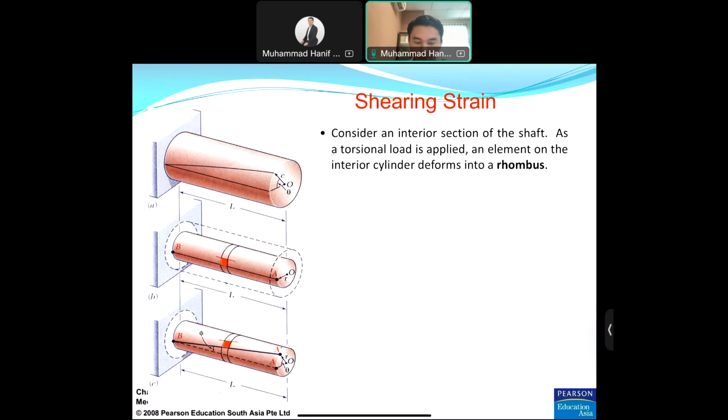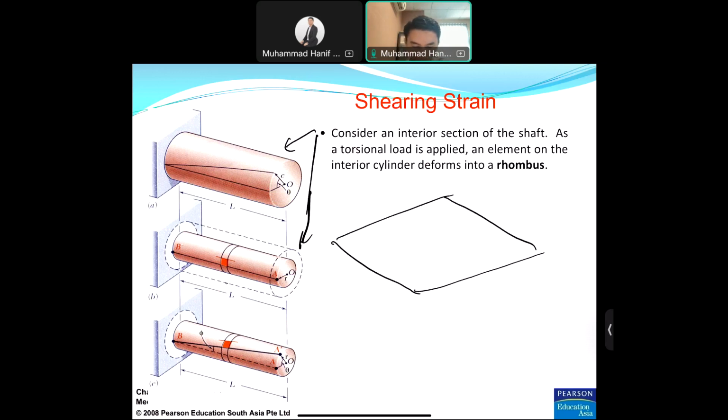Okay, consider an interior section of the shaft. So we have this one, and we cut it into this one. You have to imagine the interior section of the shaft as a torsional load is applied, and an element of the interior cylinder deforms into a rhombus, as I mentioned. So the rhombus shape will be like this, in mathematics. You have B here, you have A prime, you have A, and you have O. So this is theta, which is also an angle, and you can get the value of theta later on using the equation I will show you.